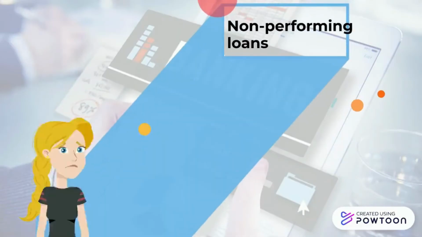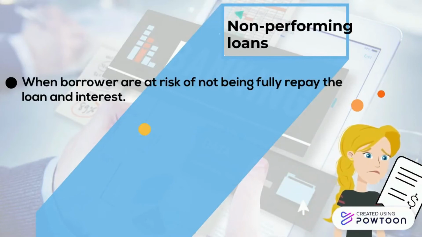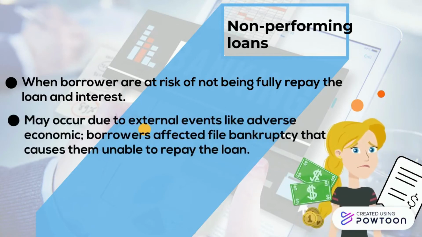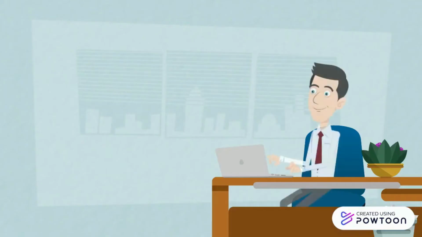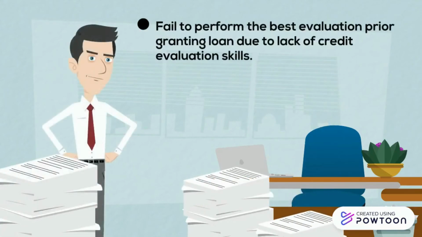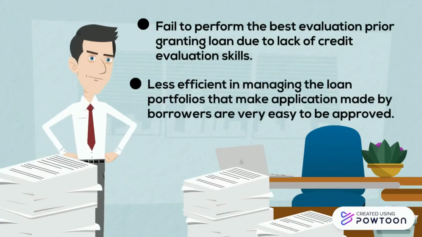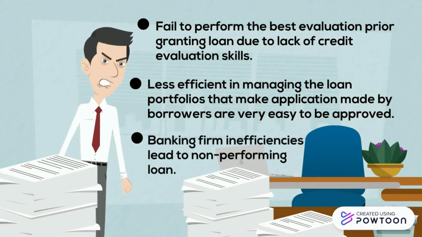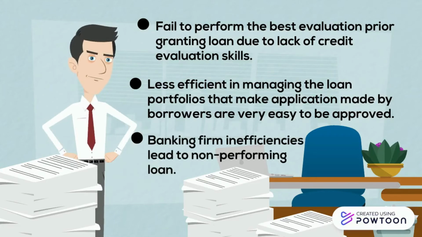Second issue, NPL may arise when loans are given by the bank to borrowers and the borrowers are at risk of not fully repaying the loan and interest. Some NPL cases may occur due to external events like an adverse economy, where the affected borrowers file bankruptcy and are unable to repay the loan. Another main cause of NPL is bad management, with lack of credit evaluation skills and inefficiency in managing the loan portfolio. As a result, borrowers' credit applications are easily approved, and NPL increases when a lot of borrowers are unable to repay the loan.